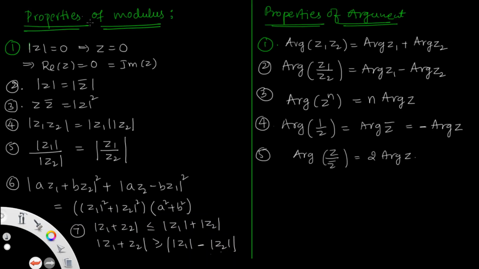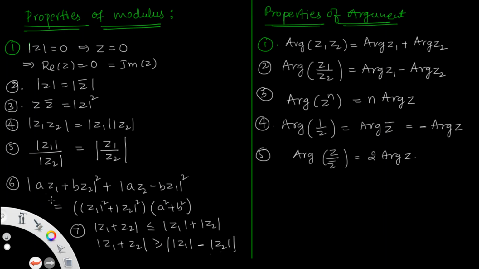Then, properties of modulus. If modulus of Z equals 0, then the complex number becomes 0, the real part should be 0 and the imaginary part should be 0. Mod of Z equals mod of Z bar, both having the same modulus. Z into Z bar is nothing but mod Z whole square. Modulus of Z1 into Z2 is mod of Z1 into mod of Z2. Mod of Z1 by mod of Z2 equals mod of Z1 by Z2.